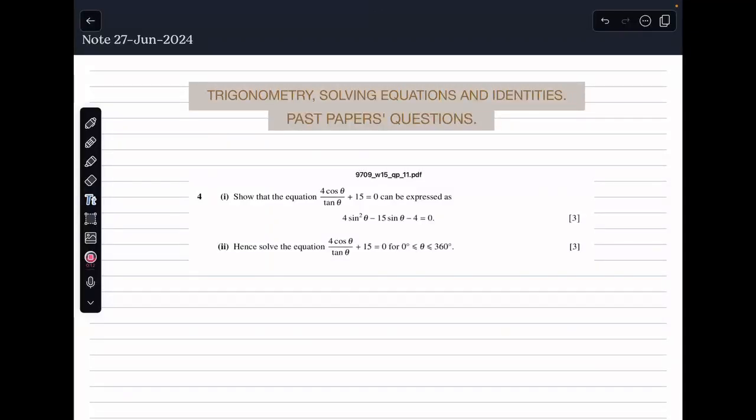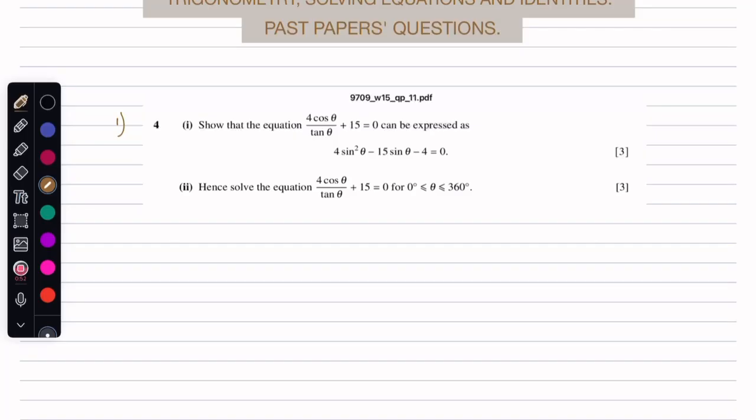And this lesson is with respect to selected past paper questions for trigonometry, solving equations, and identities. This paper is selected from October-November 2015, paper 1, variant 1, and it's question number 4 from the paper. So the question says, show that the equation 4 cos theta divided by tan theta plus 15 is equal to 0.